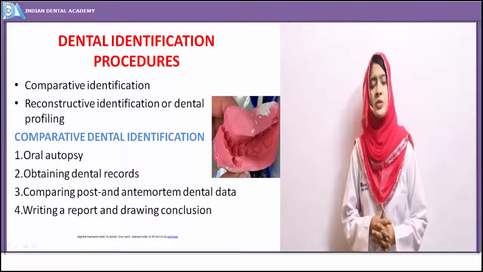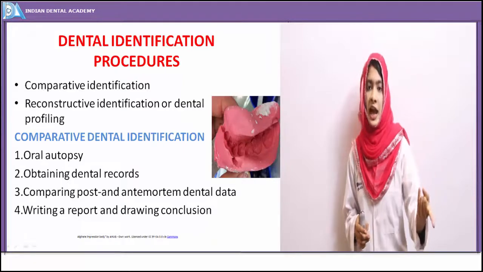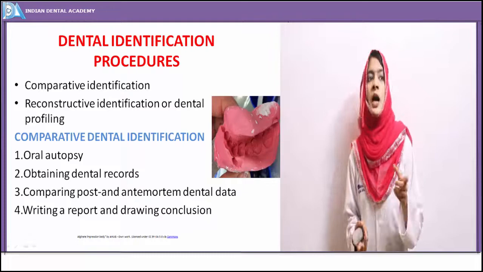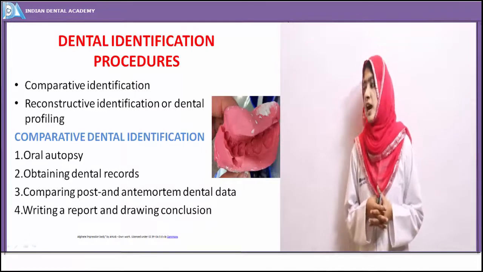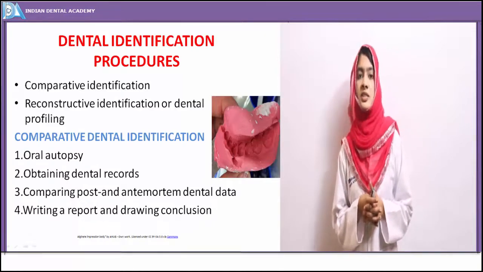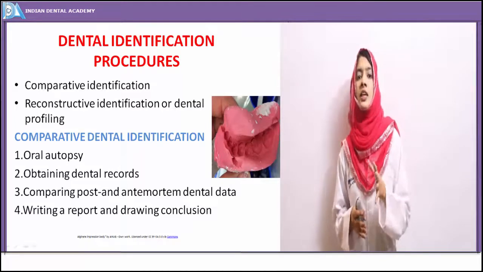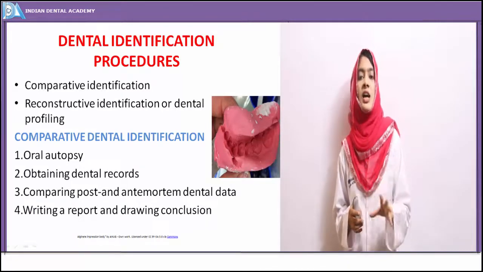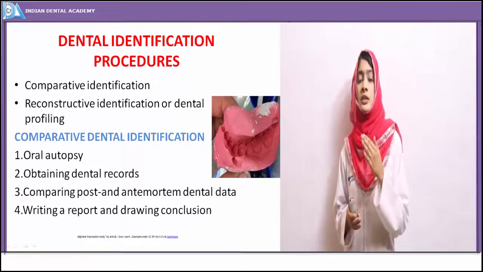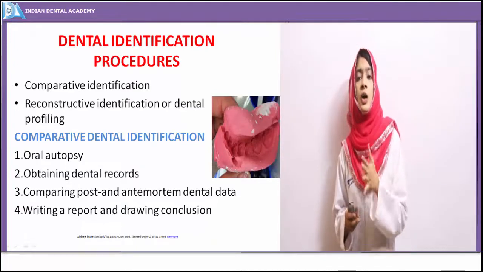So the dental identification procedures, as I told you: one is comparative dental identification, where the pre-mortem or ante-mortem records of the individual are compared with the records obtained post-mortem and evaluated. The other is reconstructive identification, or dental profiling. In instances where the pre-mortem or ante-mortem records are not available, the family members do not have any cast, photographs, prescriptions, or x-rays of the deceased, or the individual has not had any treatment, then how do we identify the individual?